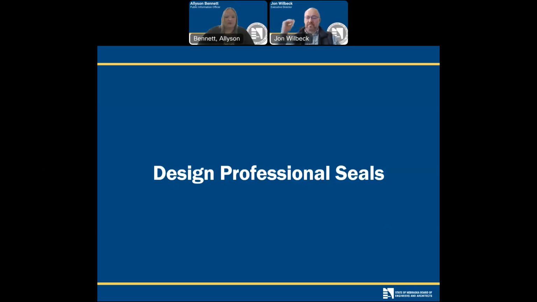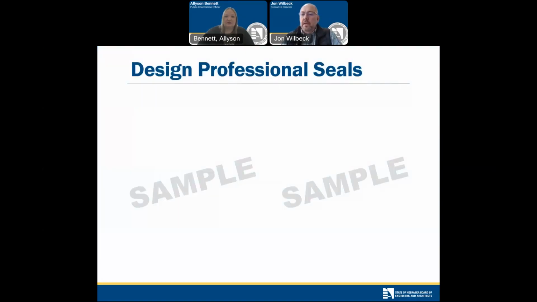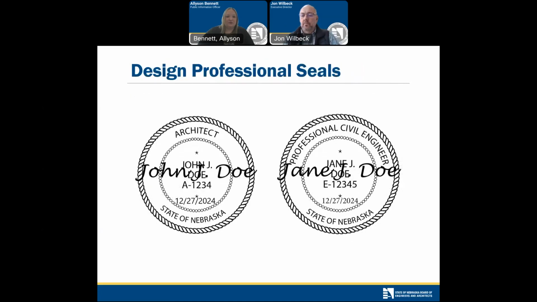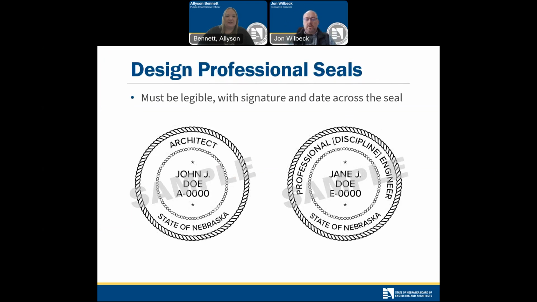All right, perfect. Then we will go ahead and talk about design professional seals. When looking at design professional seals, you need to make sure that they must be legible with the signature and date across the seal. So here's a sample of an architect and an engineer seal. These are going to be the most current and updated ones. If they do not look like this, you will need to make sure that you get it updated. We do have some resources on our website that can help out with that as well.